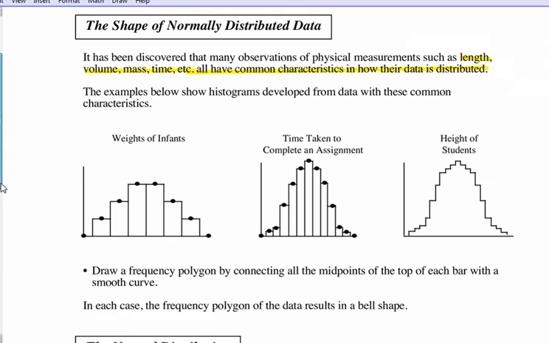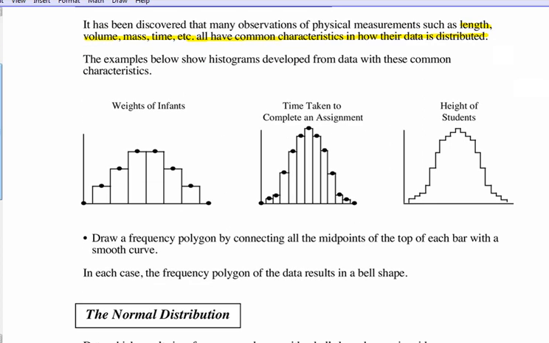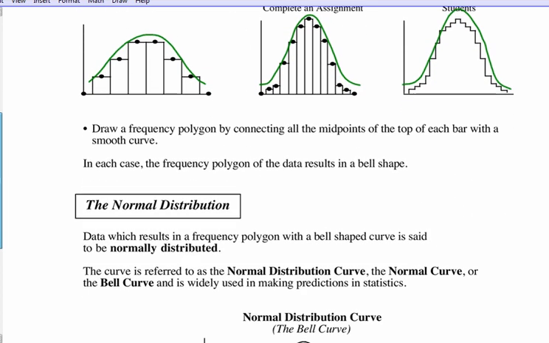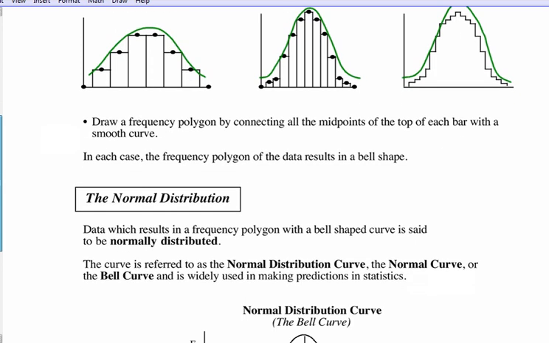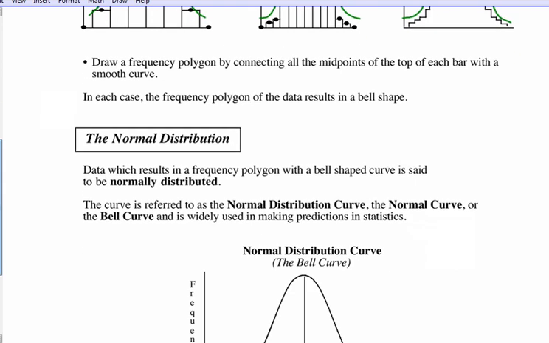And so here are 3 different graphs: weights of infants, time taken to complete an assignment, and height of students. And you'll notice they all have this general shape to them, right? Where you have a lot near the average, and then we have our extreme values at the ends. And it makes what we call a bell curve. In each case, the frequency polygon of the data results in a bell shape.